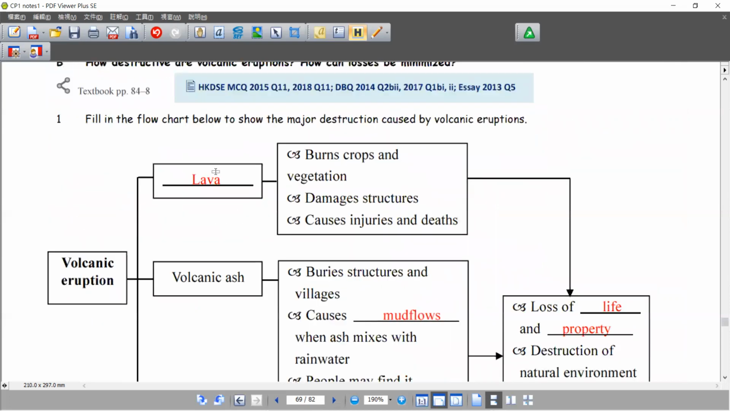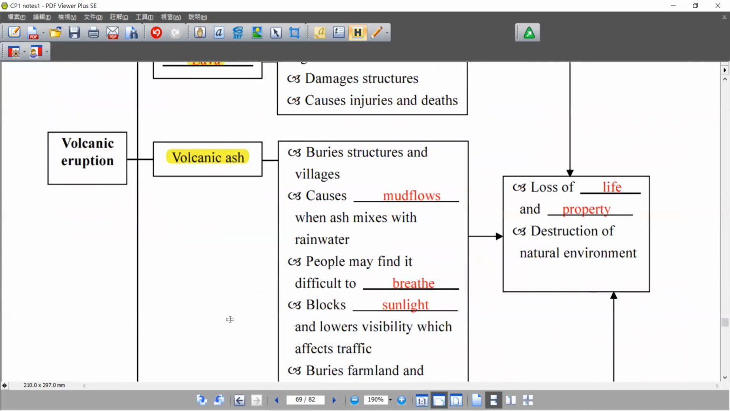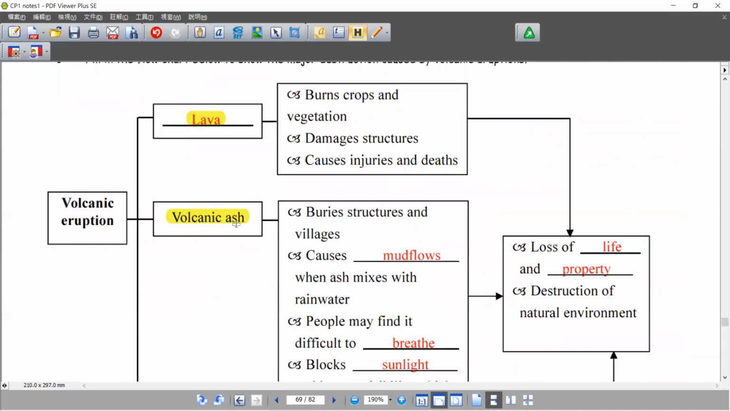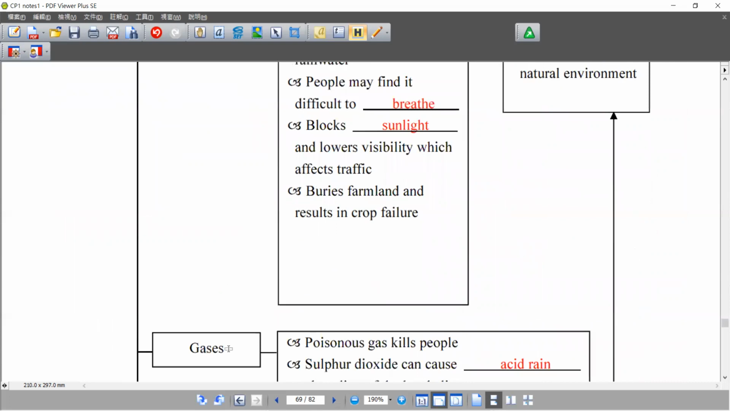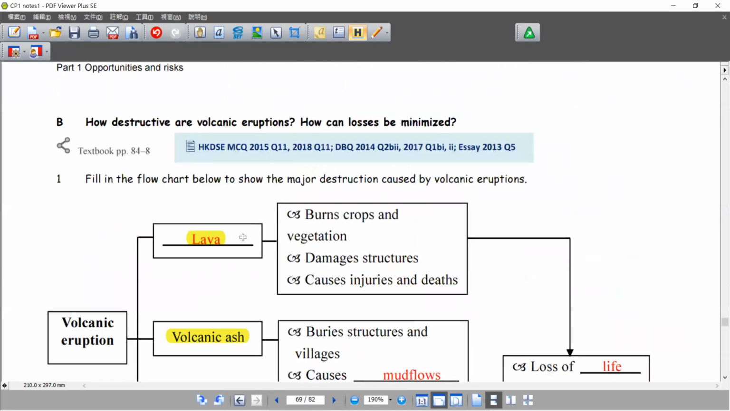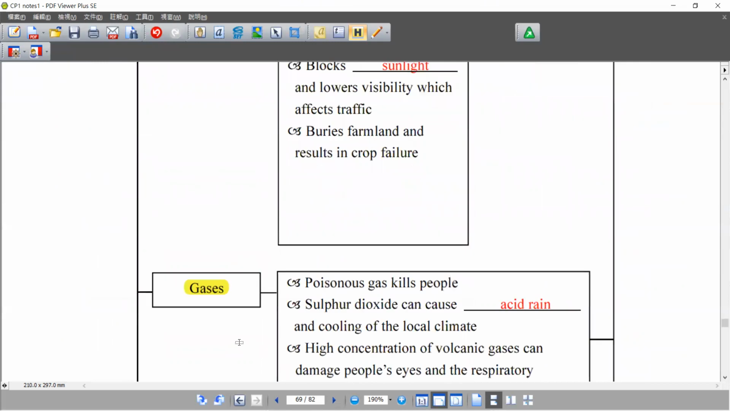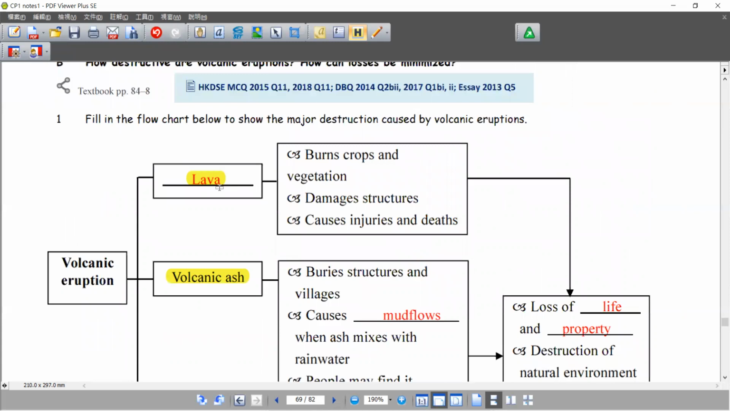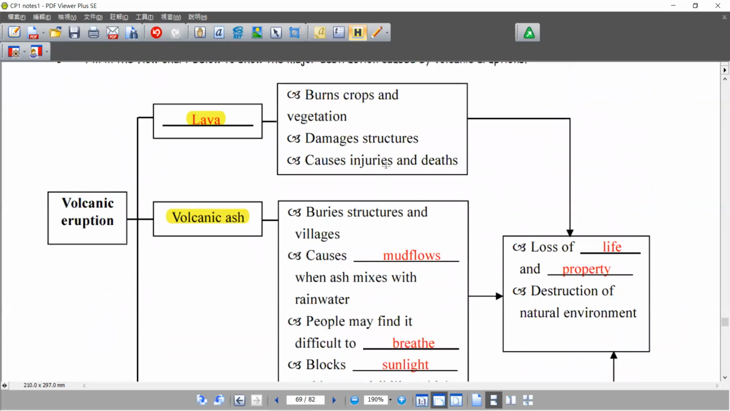For volcanic eruptions, you need to be specific about the three kinds of emitted materials that come out from volcanoes, which include lava, volcanic ash, gases, and also rock fragments. Rock fragments are more or less alike with lava, because when lava cools and solidifies it may become rock fragments. The lava may burn crops and vegetation. Structures may be damaged, causing injuries and death.